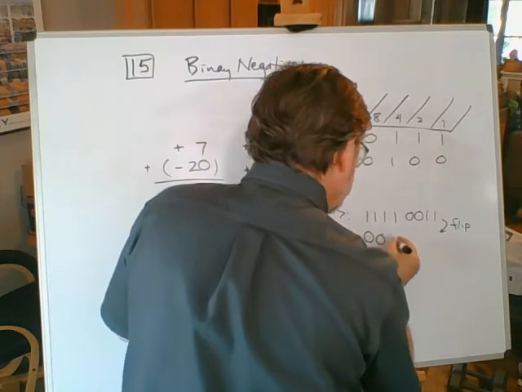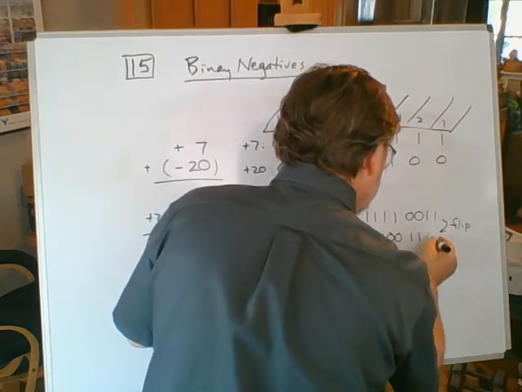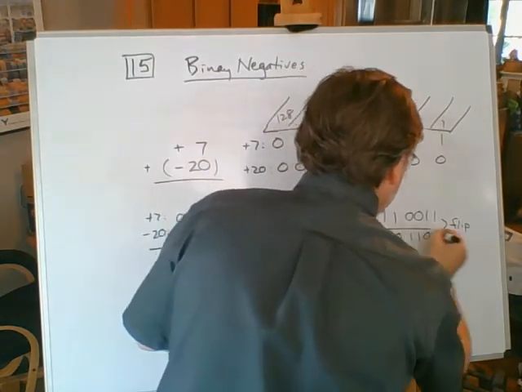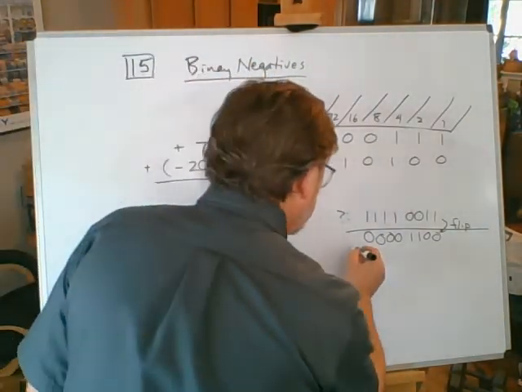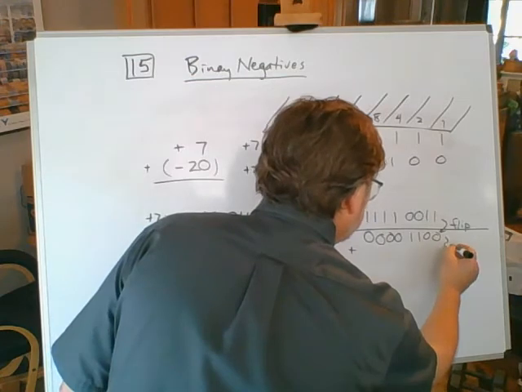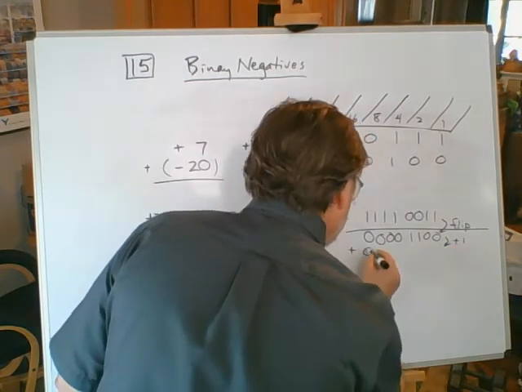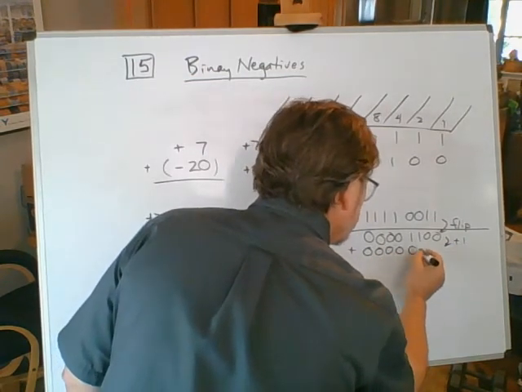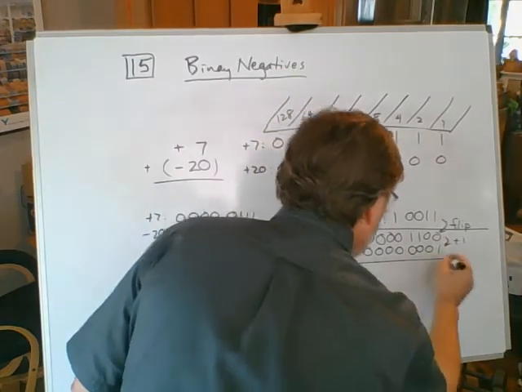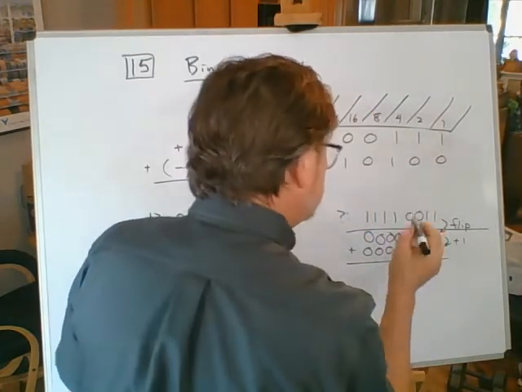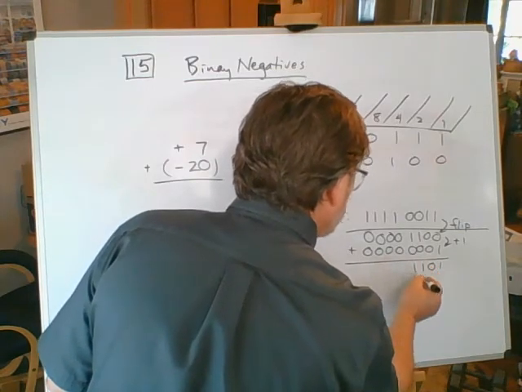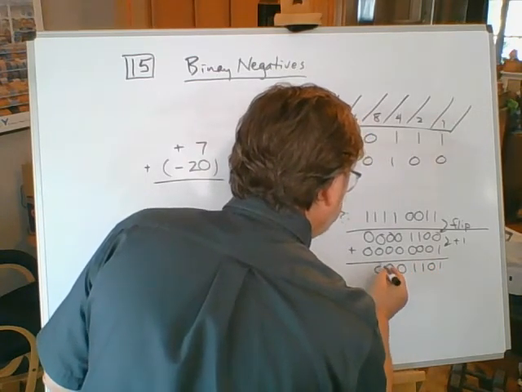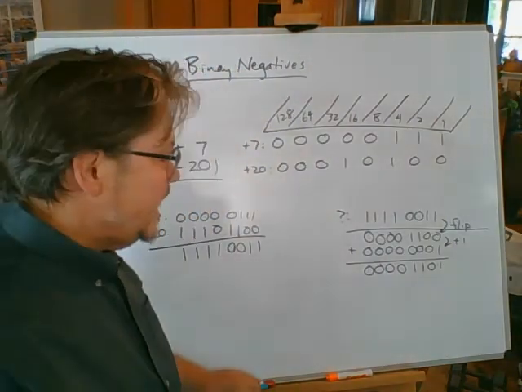0, 0, 0, 0, 1, 1, 0, 0. I'm going to draw the line again, because now that I've flipped, I've got to do an addition problem. Plus 1, that's step 2. Add 1. 0, 0, 0, 0, 0, 0, 0, 1. 1 plus 0 is 1. That was easy. 0 plus 0 is 0. The rest of it's easy. 1 plus 0 is 1. 1 plus 0 is 1. And zeros all around. What do I have?